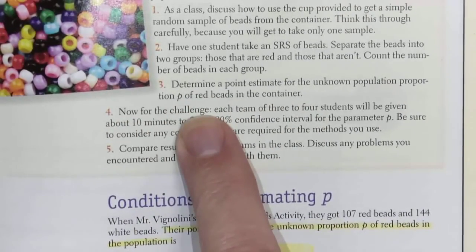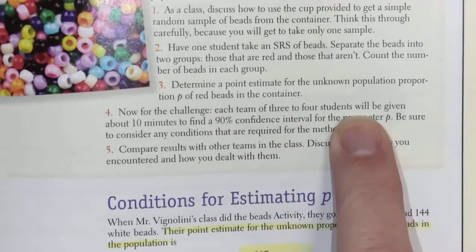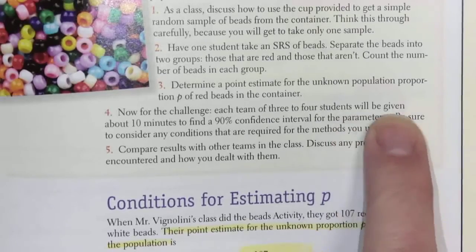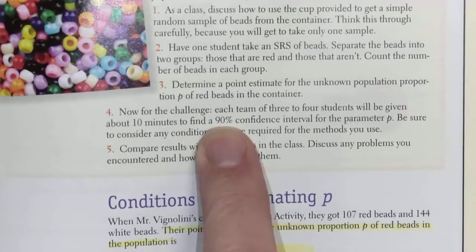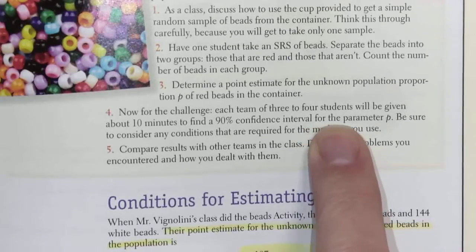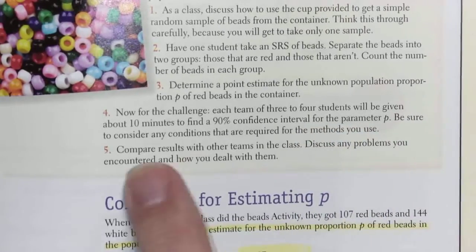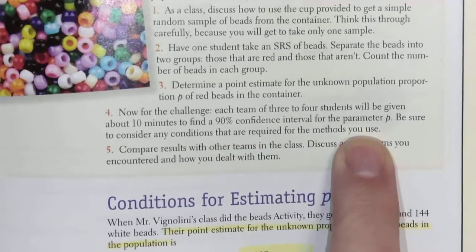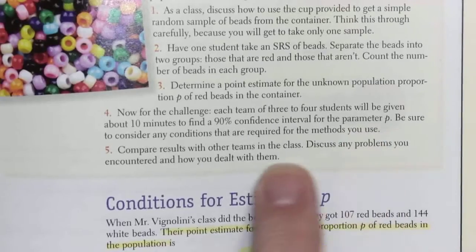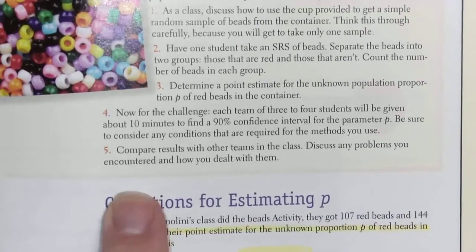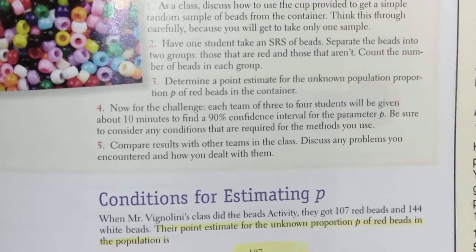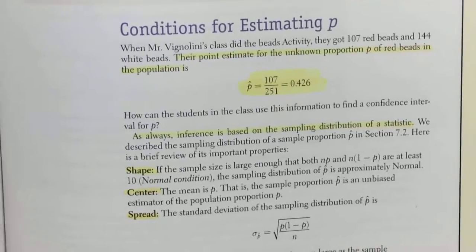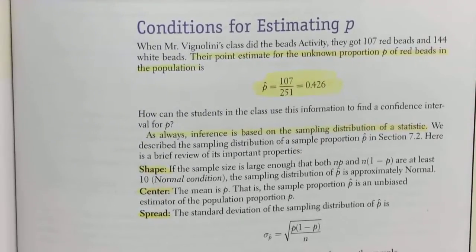Now for the challenge, each team of 3 or 4, and we'll make a couple of teams. We might just make 3 teams, 2 in each. You'll be given about 10 minutes to find a 90% confidence interval for the parameter P. Be sure to consider any conditions that are required for the methods that you use, okay? We'll compare our results with each other and how you got where you got. We will do that on Monday. But we're going to talk a little bit about another man's class that did it.